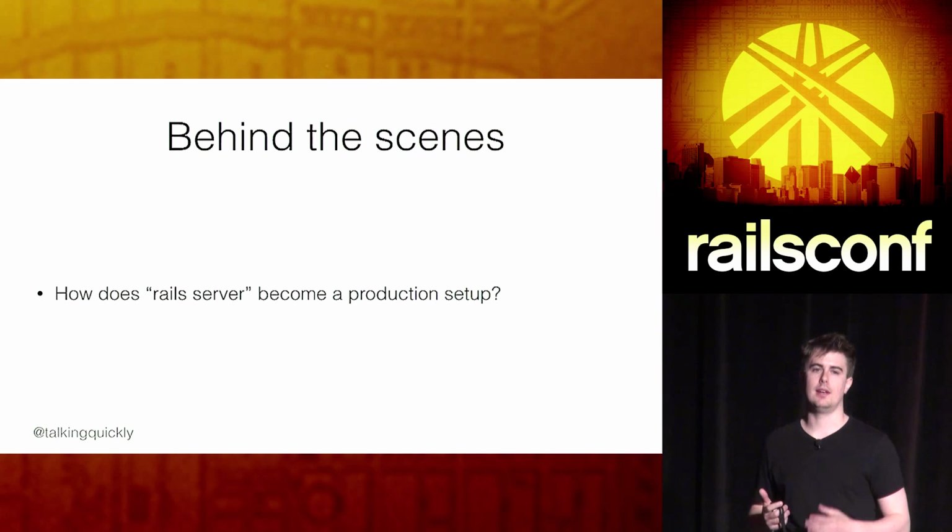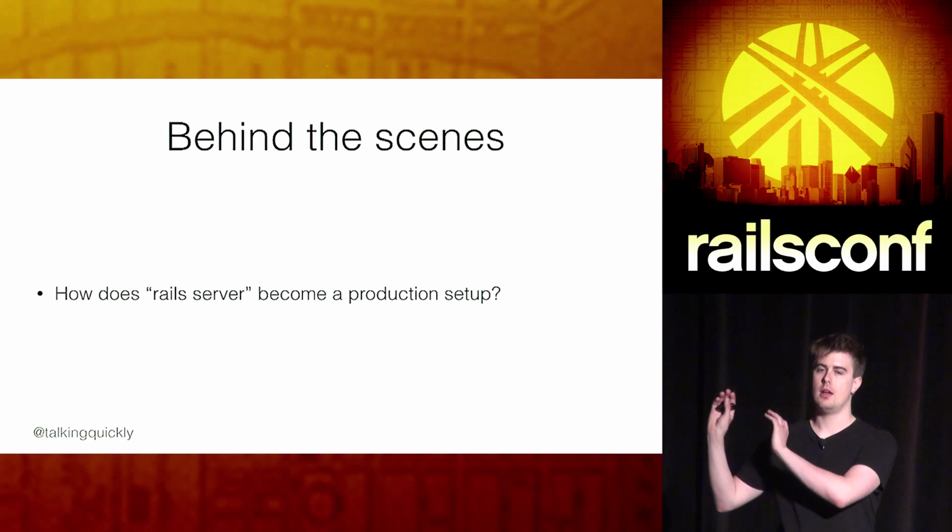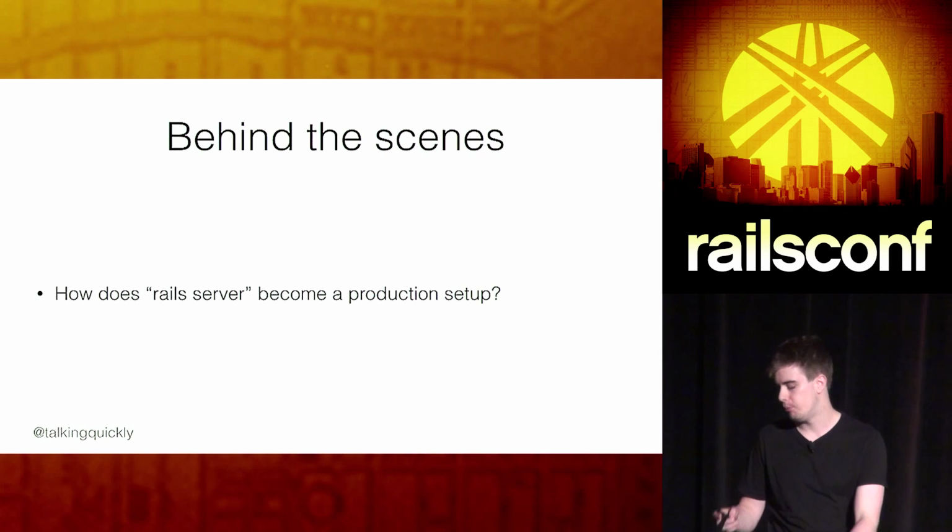So to get started, I want to take a little look at what's going on behind the scenes when you deploy a typical Rails application. How do we go from Rails S on our development machine to a Rails app on a VPS somewhere serving our application to the world?